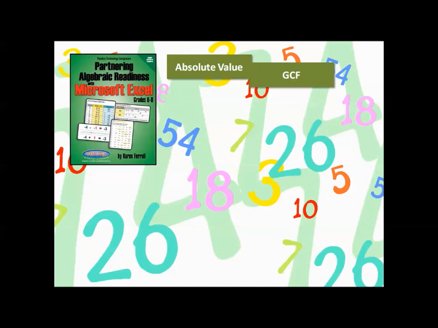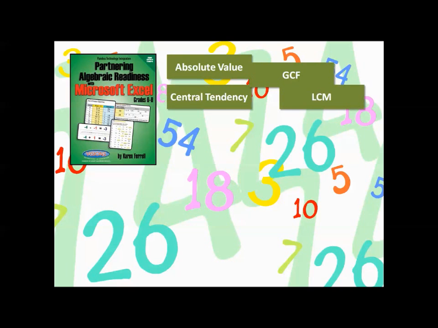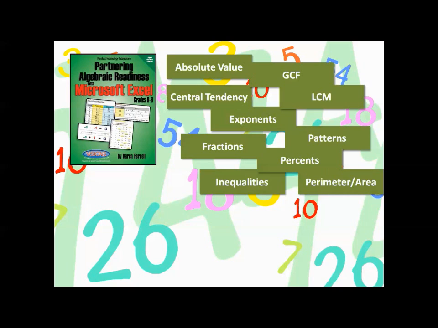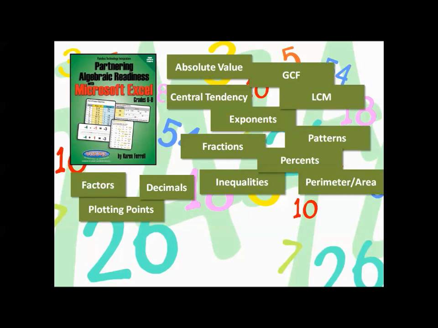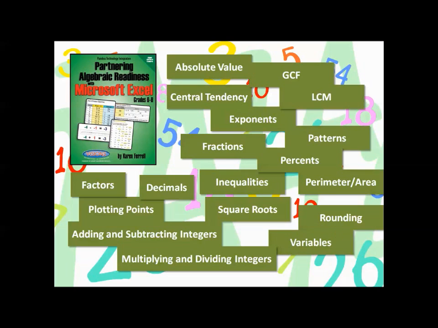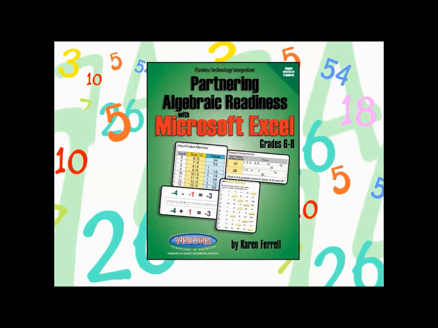Topics presented include absolute value, greatest common factor, least common multiple, measures of central tendency, exponents, fractions, patterns, percents, inequalities, perimeter and area, decimals, factors, plotting points, square roots, rounding, adding and subtracting integers, multiplying and dividing integers, variables, and domain and range. A CD with all the files you need is included with the book.